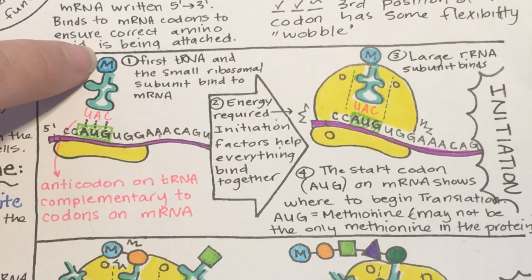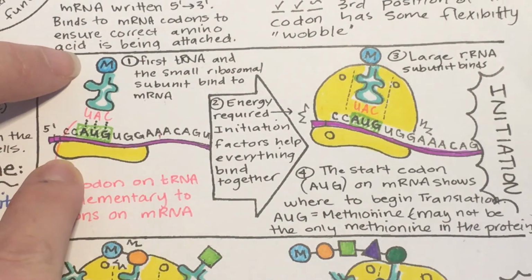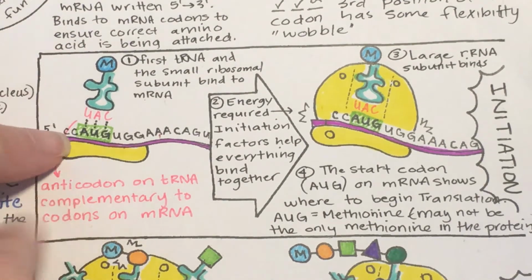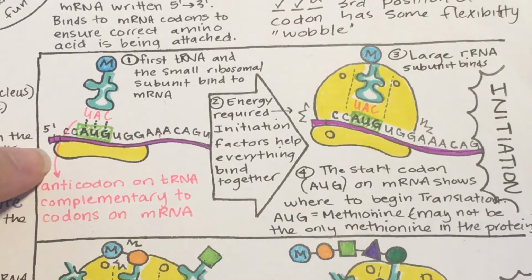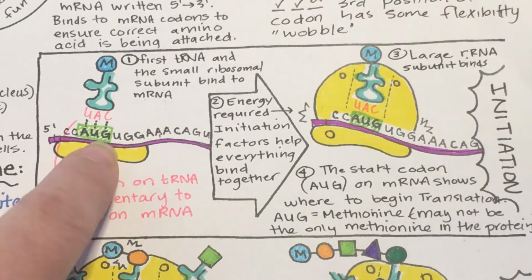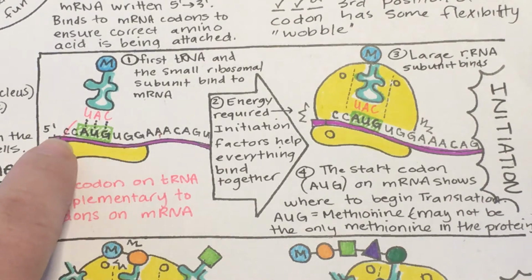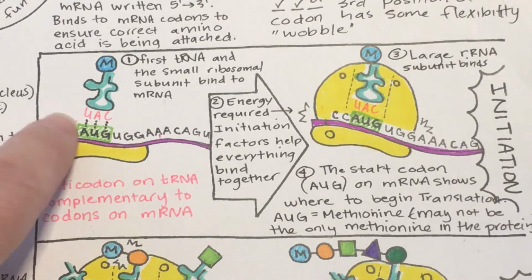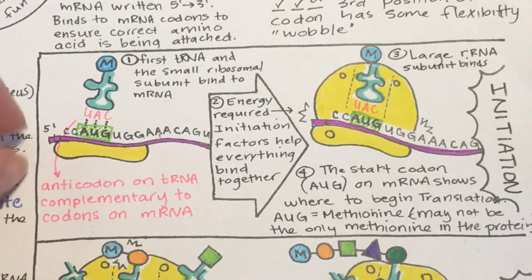And the first tRNA and the small ribosomal subunit are going to bind to the mRNA near the 5' guanine cap. And so it's looking to line up with that start codon. The start codon is not going to be at the very beginning. Remember, we've got some guanines over here at the end. I haven't drawn them in, but it's to prevent that degradation and chewing up the end of the mRNA.